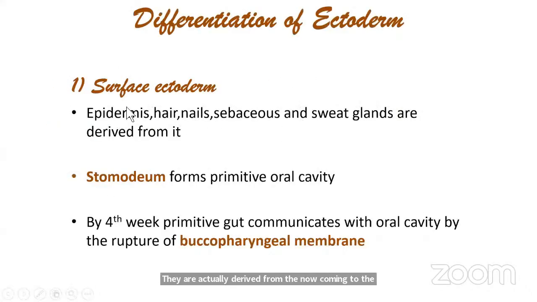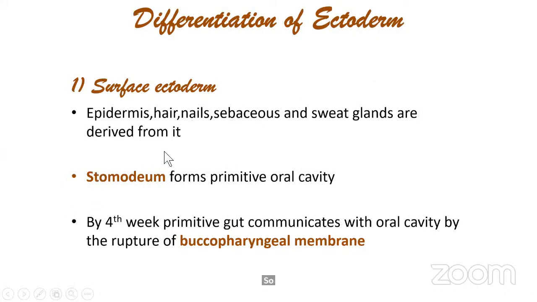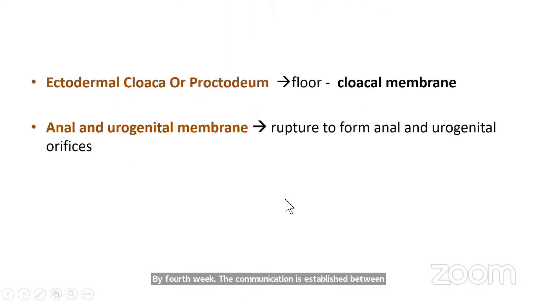surface ectoderm gives rise to epidermis, hair, nails, and stomodeum, which forms the primary oral cavity. By fourth week, you have the communication established by the rupture of the buccopharyngeal membrane. So that is something very important. By fourth week, the communication is established between the gut and the oral cavity.